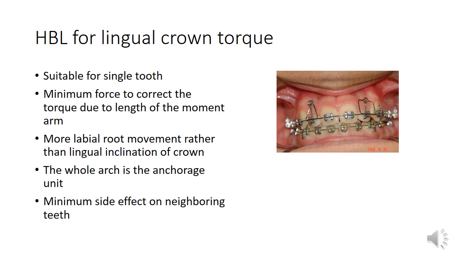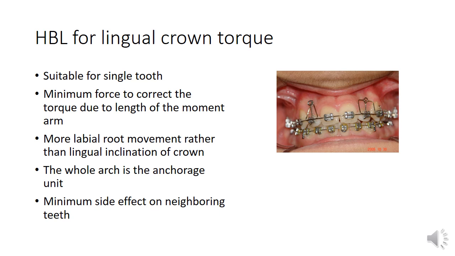As you can see here, horizontal box loop can be made like a triangle or like a square. As you can see, the left horizontal box loop is like a triangle and the right one is like a square. And here are the features for horizontal box loop.